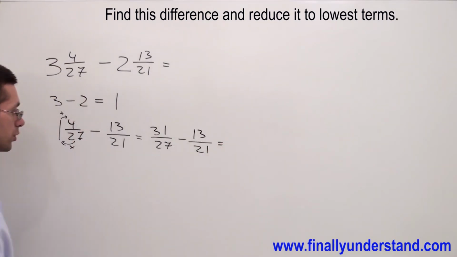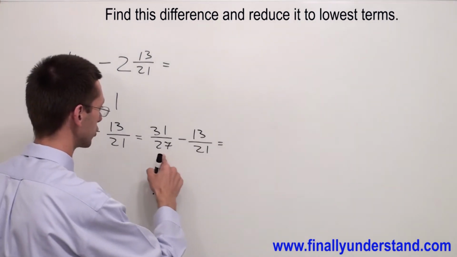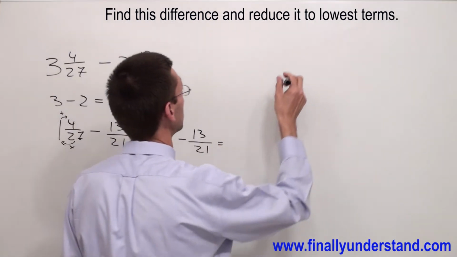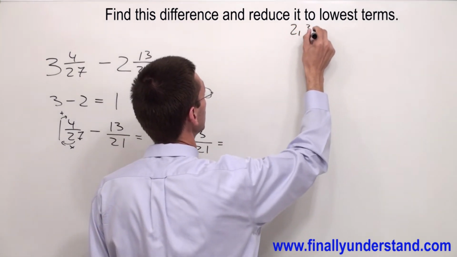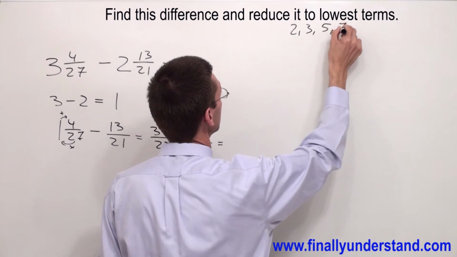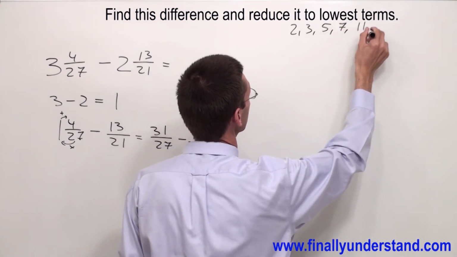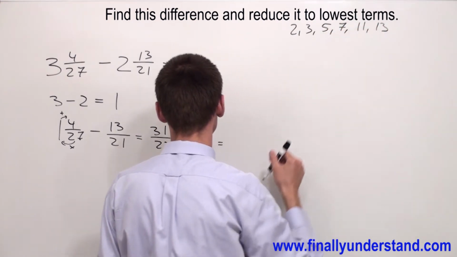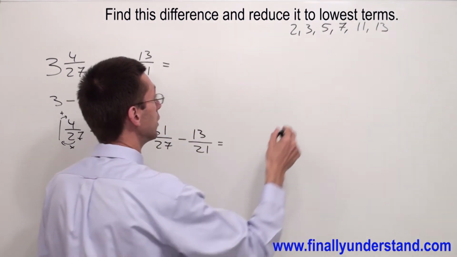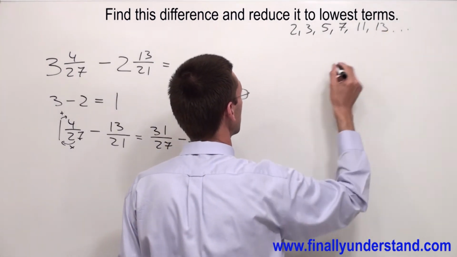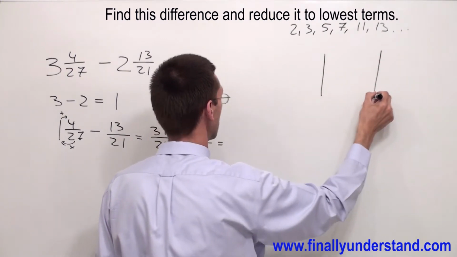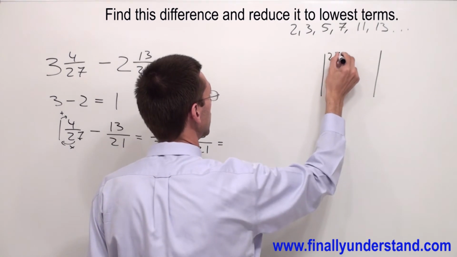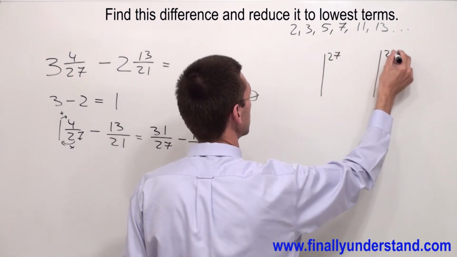We have to find a common denominator. Okay, I have 27 and 21. I'm going to use the prime numbers to find a common denominator. Remember, prime numbers are 2, 3, 5, 7, 11, 13. Okay, I believe this is going to be enough for us at this moment. Remember, we have some more. I have two fractions, that's why I'm going to draw two lines, and I have 27 and I have 21.